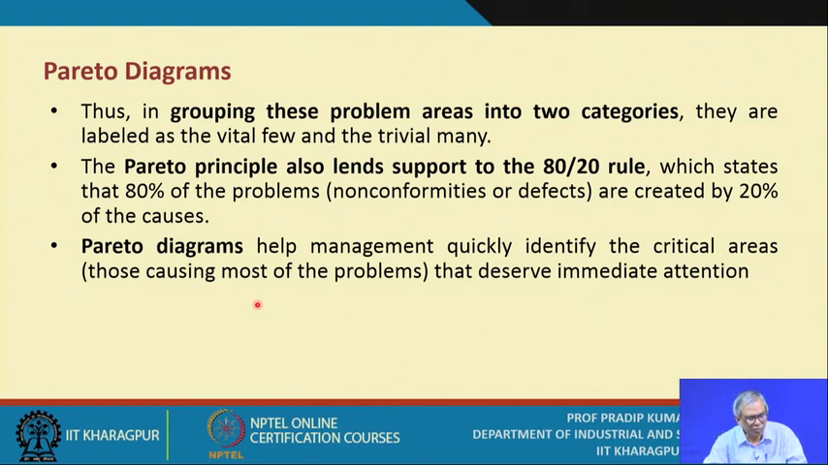So you need to identify the non-trivial, the few causes initially, and if you can remove these causes from the system, obviously the majority of the problems will go away and the system will become almost problem free.